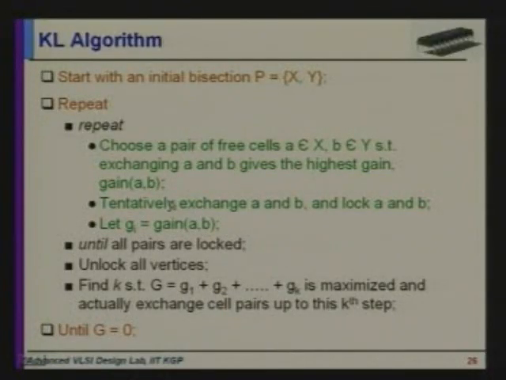I'm defining gain, right? So some kind of a gain will be maximized. So we tentatively exchange and lock them. Why lock them? So that in further such exchanges, this pair does not take part, right? So let this gain be g of A B. So until all pairs are locked, I'll come to this algorithm with an example. Then we unlock all the vertices and we try to find out the step up to which the gain is maximized and actually make those partitions. So we'll continue this algorithm until we get a complete pass where there is no increase in the gain.